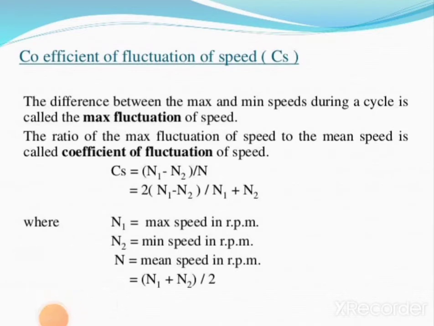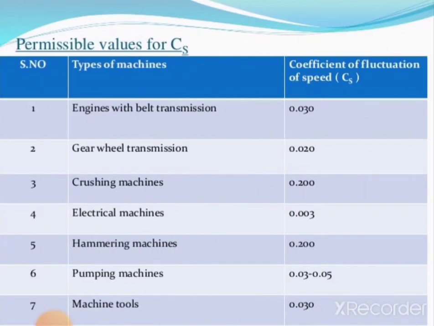The values of coefficient of fluctuation of speed are different. We will see the permissible value of coefficient of fluctuation of speed depending upon the types of machine. For engines with belt transmission, the value of coefficient of fluctuation of speed is 0.03.